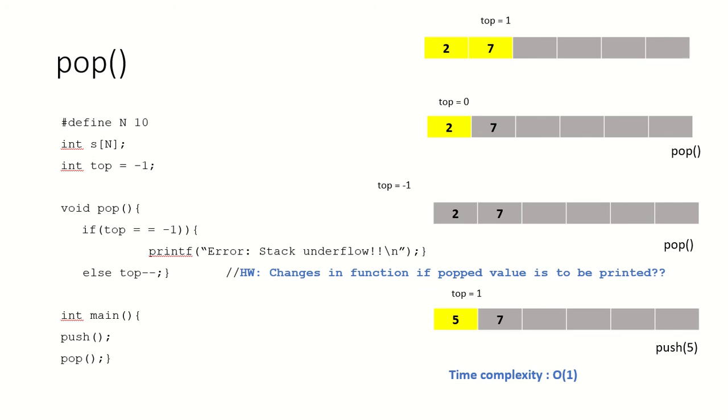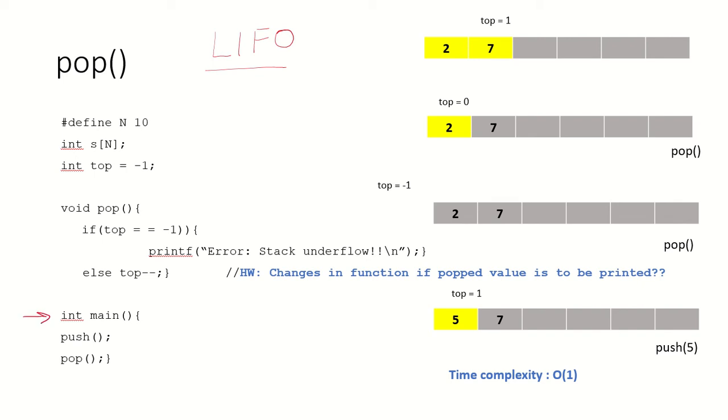A pop operation in the stack refers to removing an element from the stack. And as we know, the stack follows the LIFO principle, that means the last element that was inserted in the stack will be the first one that will be taken out. So let's see how a pop function can be defined.